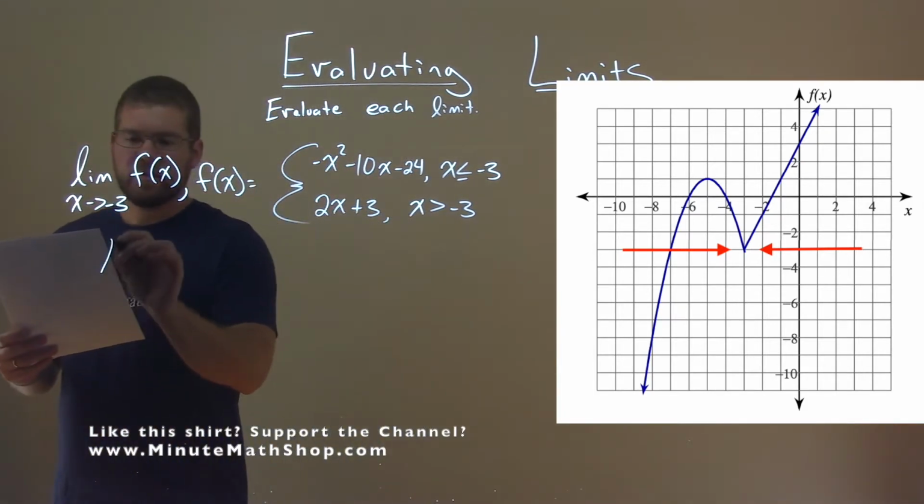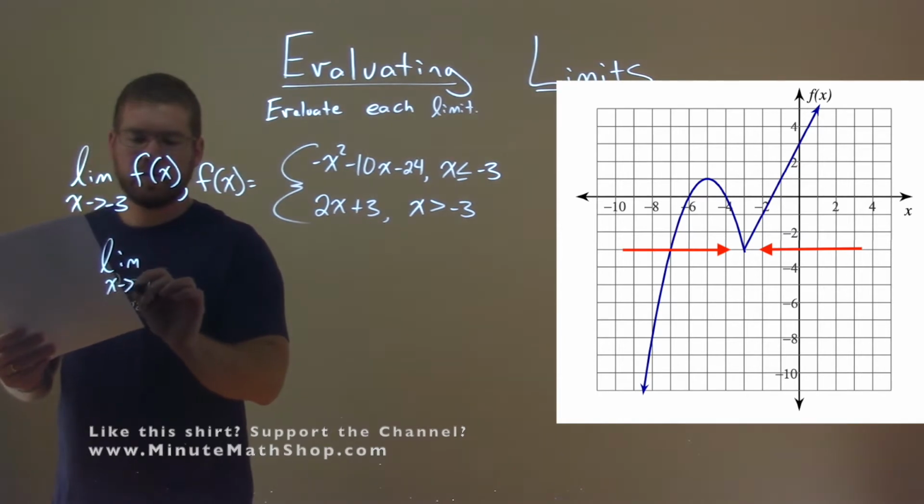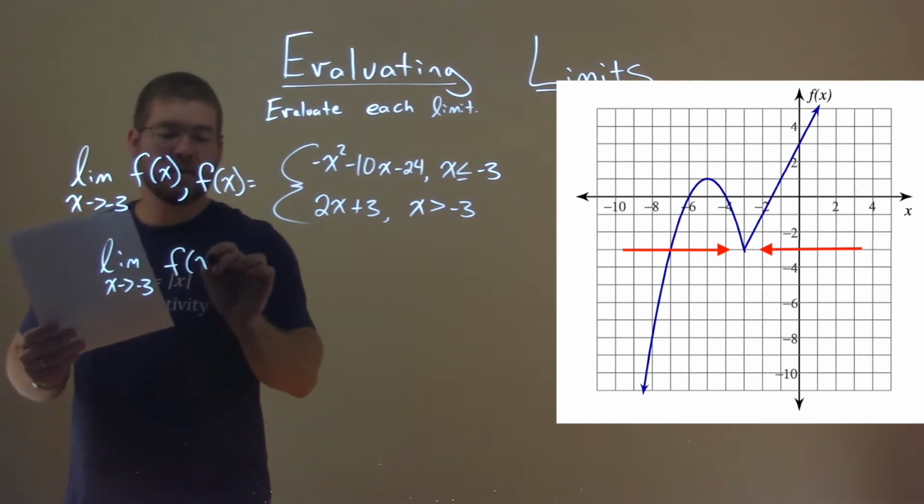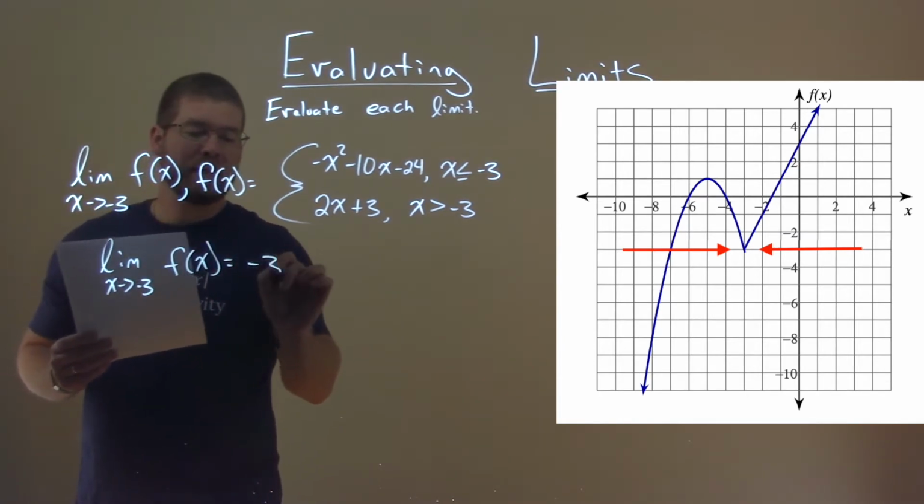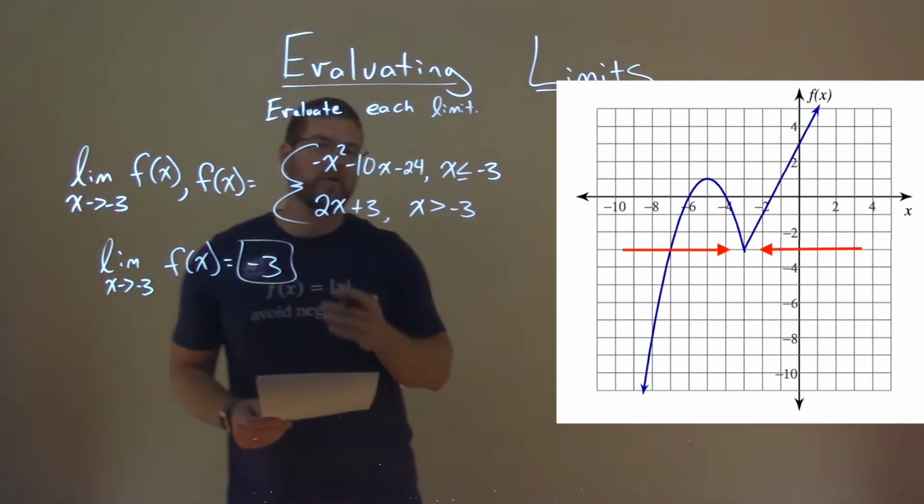So we would say that this limit as x approaches negative 3 of f of x is equal to negative 3. And that is our final answer.